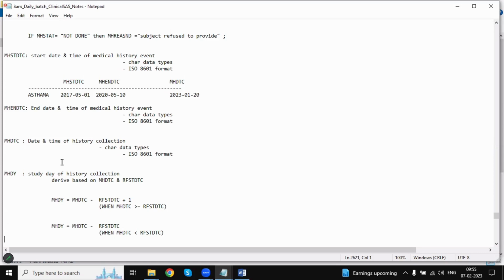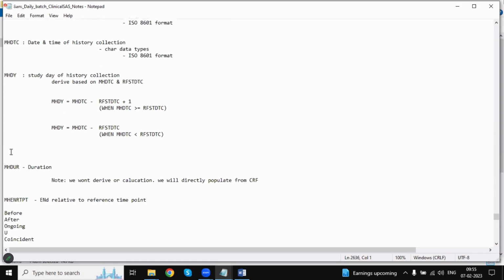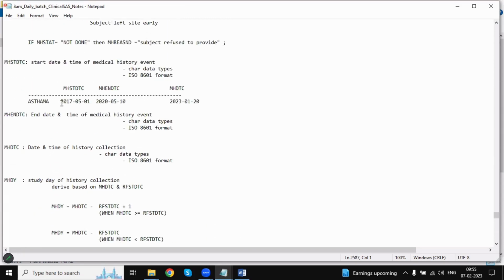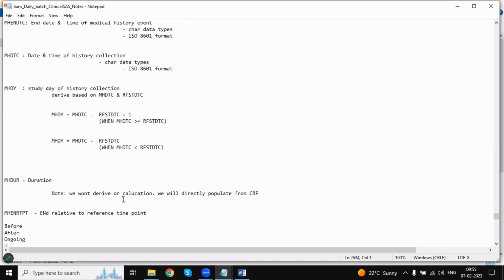Okay. Next, see here, MH duration. So duration is nothing but, for example, how many days it is there. For example, around 2 months, 2 years, 3 years, 17, 18, 19, 20. Around 3 years is there. So the duration we have to capture.